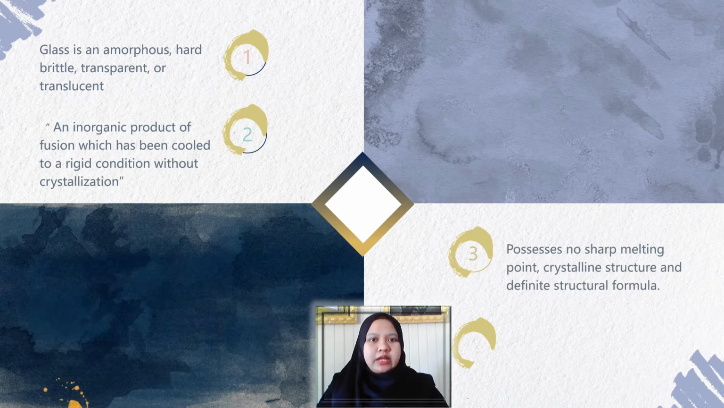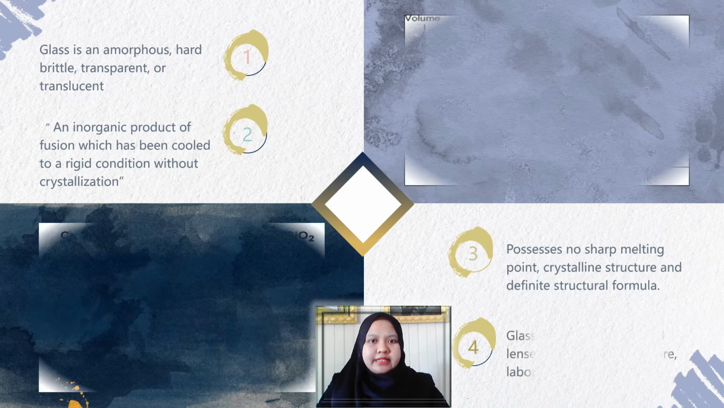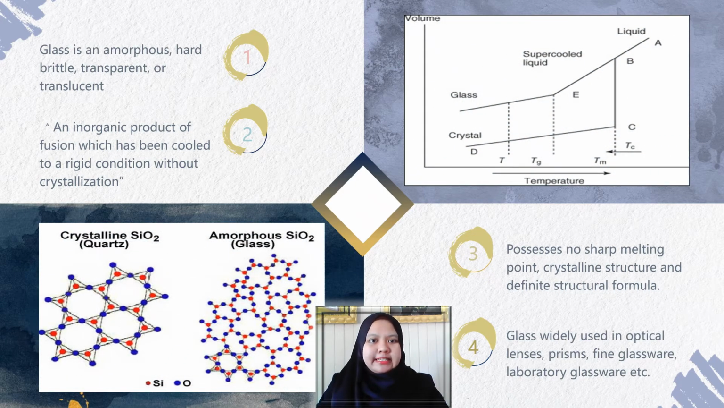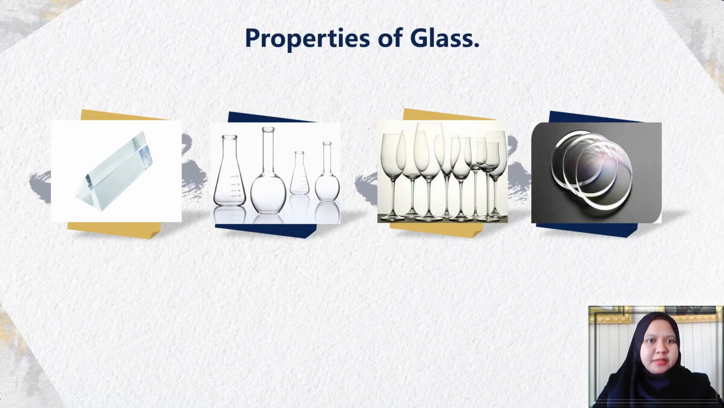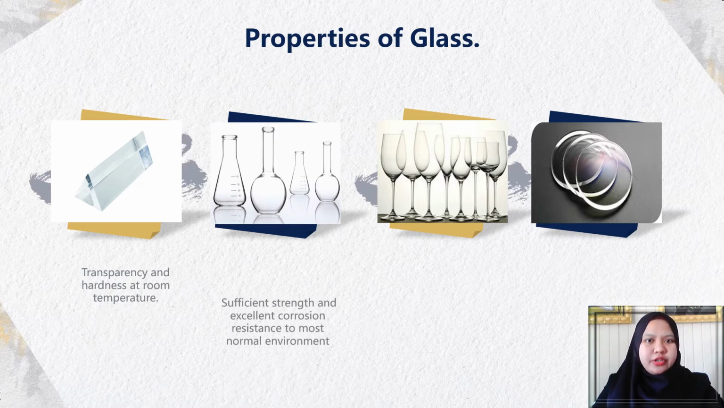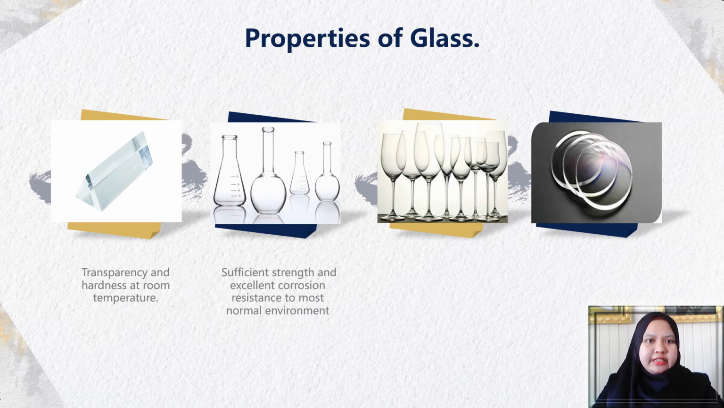Today, glass is widely used in optical lens, prism, fine glassware, electrical transmission, laboratory glassware, etc. A glass has special properties not found in other engineering material. These properties are transparency and hardness at room temperature, sufficient strength and excellent corrosion resistance to most normal environment, good electrical insulator, and unaffected by air, water, acid, or chemical reagent.